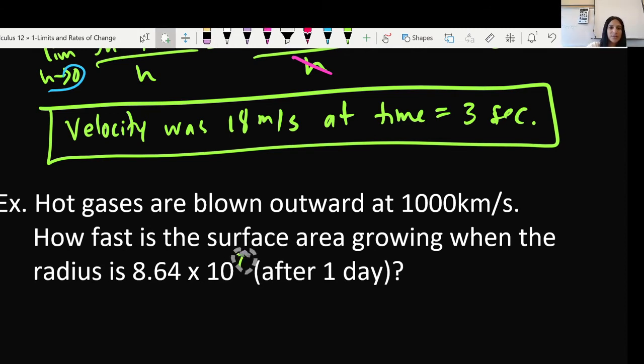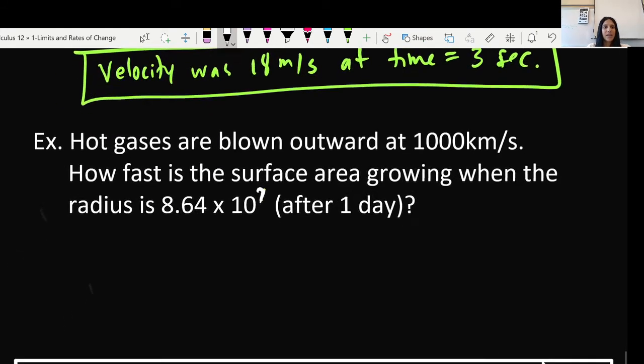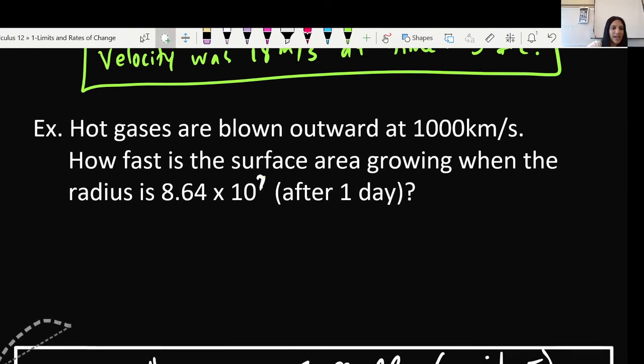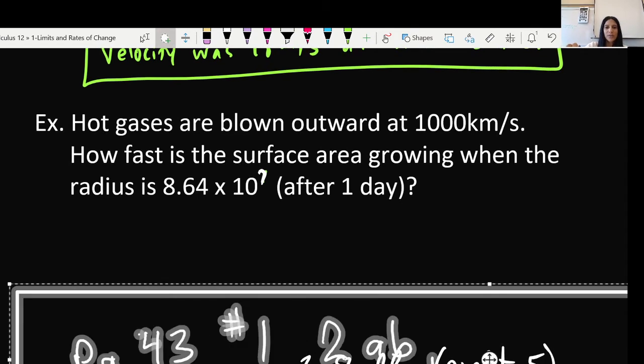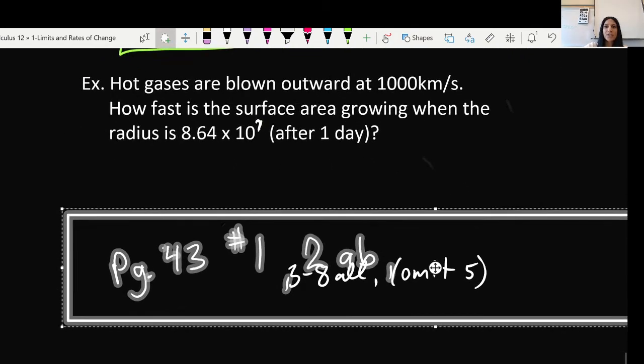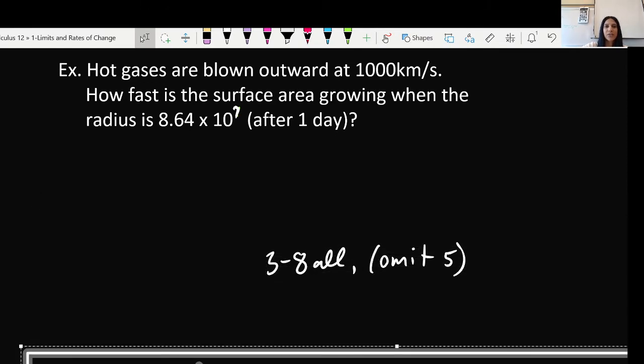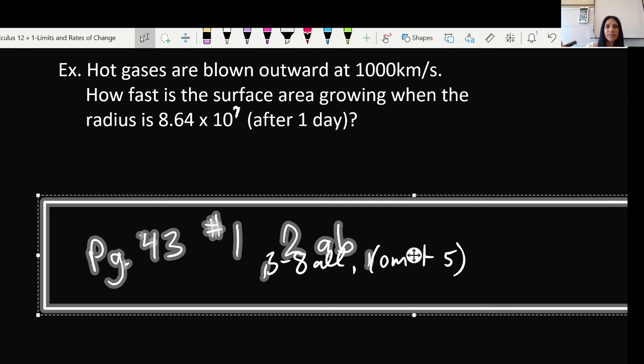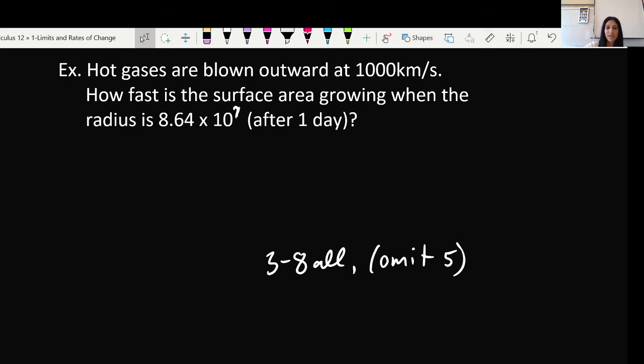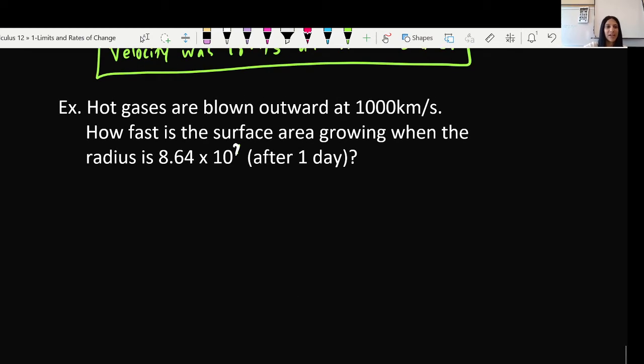So let me just, why is it not cooperating? That's okay, I'm just going to go over it. So we have, in the next example, hot gases are blown outward at 1,000 kilometers per second. How fast is the surface area growing when the radius is 8.64 times 10 to the 7 after 1 day? Okay, I don't know why I'm having issues with this, but I'm just going to get rid of this and we can rewrite that after.